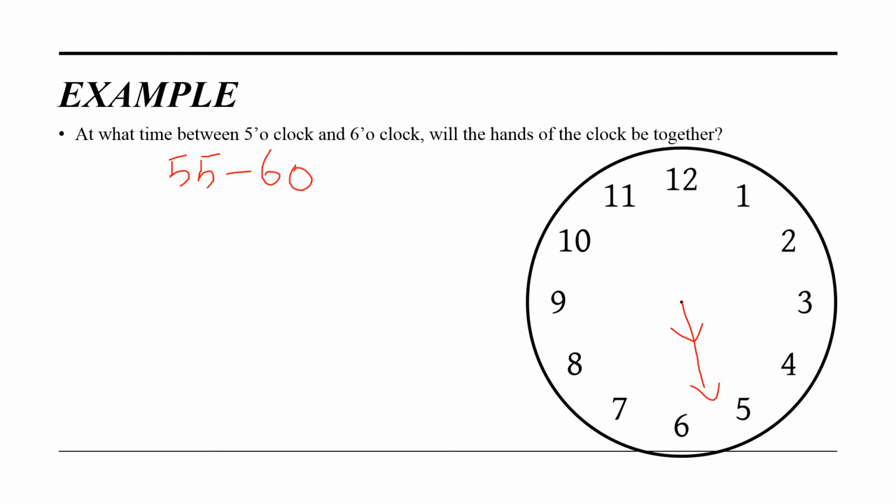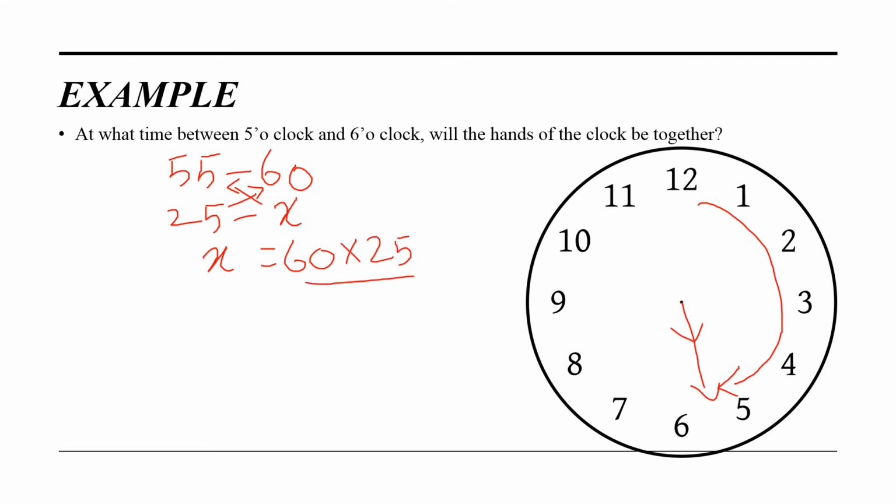Here, the minute hand gains 25 minute spaces. After 25 minute spaces, the minute hand and hour hand will meet together. We need to find that value. For finding the value of x, we need to cross multiply. So therefore, x is equal to 60 multiplied by 25 divided by 55. If we cancel this, x becomes 300 divided by 11.